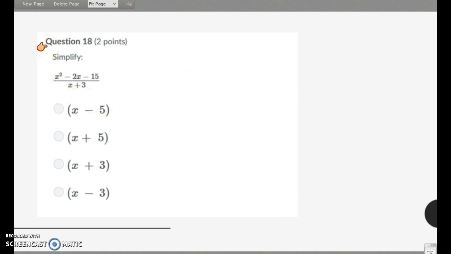Question number 18, simplify. x squared minus 2x minus 15 divided by x plus 3. Answer choices are x minus 5, x plus 5, x plus 3, or x minus 3.